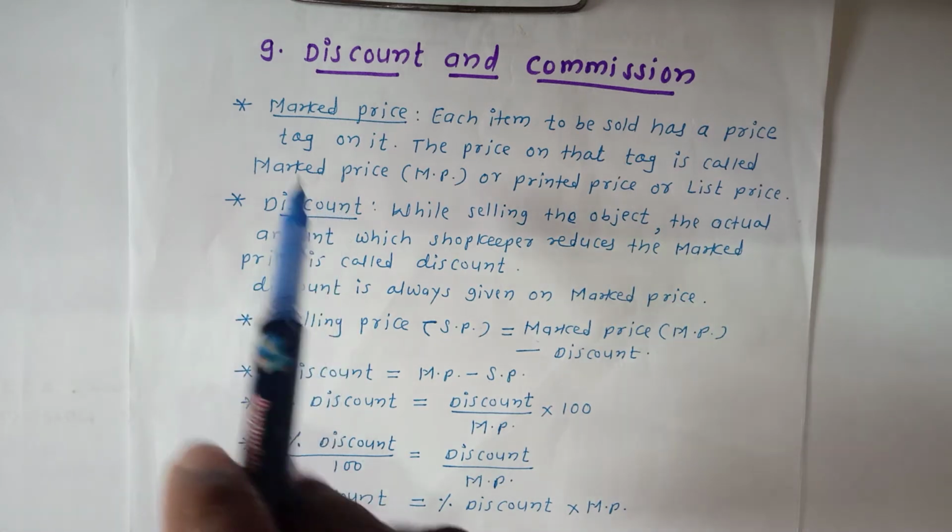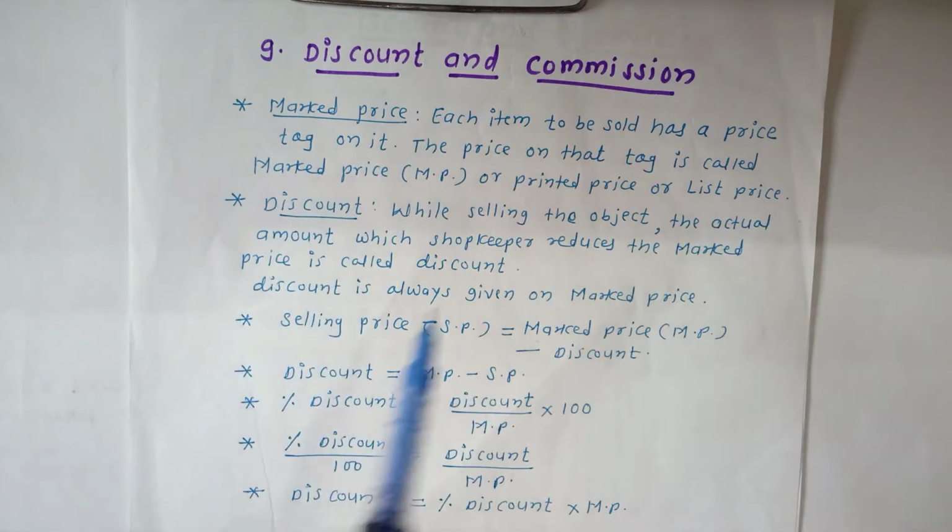Mark price. Each item to be sold has a price tag on it. The price on that tag is called the mark price. It is denoted by MP. It is also called the printed price or list price.